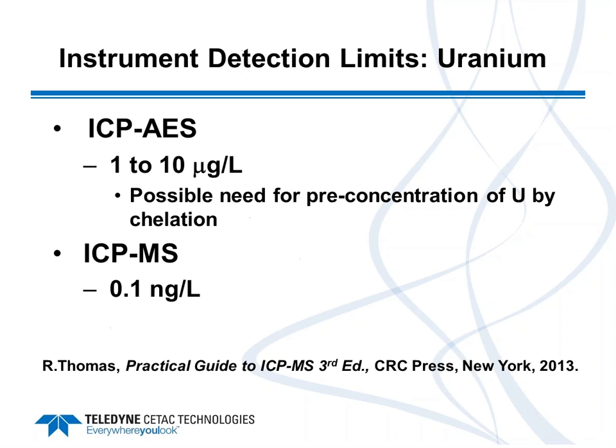So, in general, instrument detection limits for uranium are about 1 to 10 micrograms per liter, or 1 to 10 parts per billion, for ICP-AES. ICP-MS is much lower, down to around 0.1 part per trillion. If one needed to go lower for ICP-AES, one way was the possible need for pre-concentration of uranium by chelation, or you may have to look at an enhanced nebulizer system, such as an ultrasonic nebulizer, to try to reach lower levels.